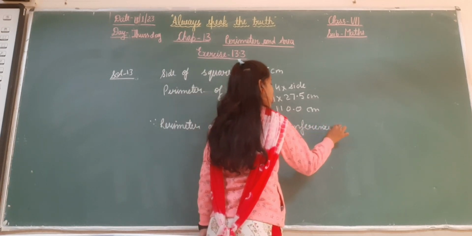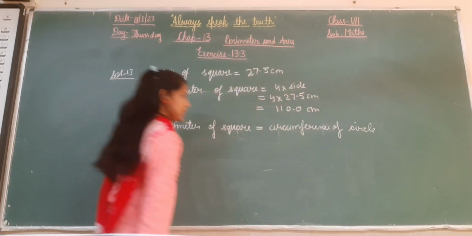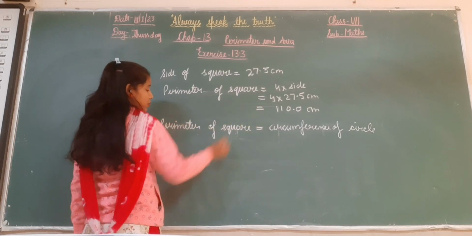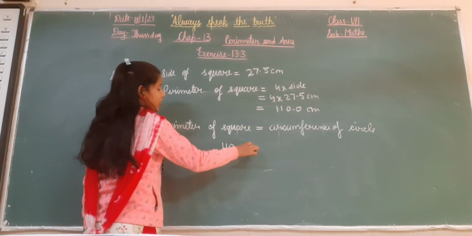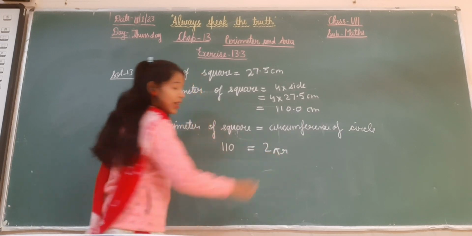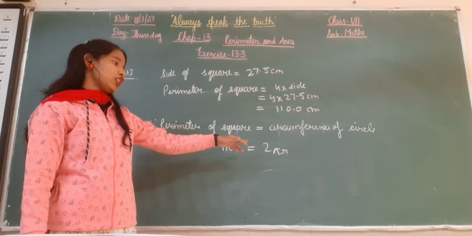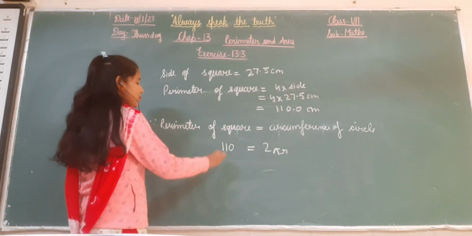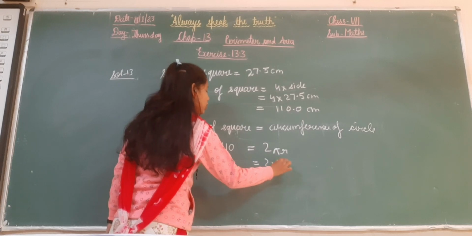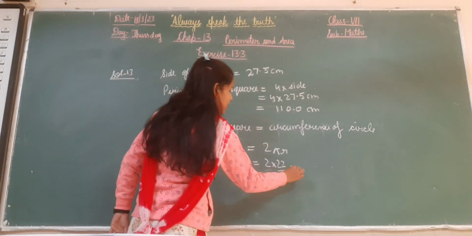Circumference of circle. So that means the circumference, the perimeter of the square, is 110. So 110 is equal to 2 pi r, and circumference is 2 pi r, right? So 2 pi r is equal to 110. So we will find the value of r from there. Okay. So it is 110, and the value of pi is 22 by 7 and the radius is r.